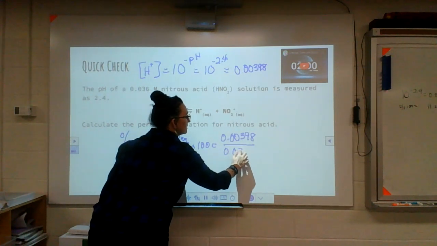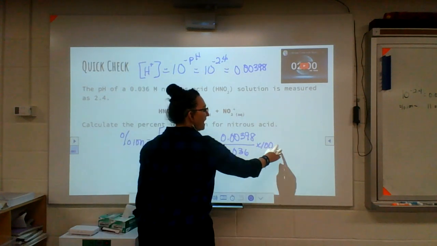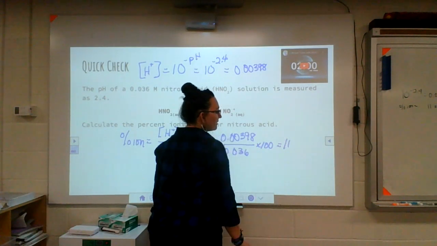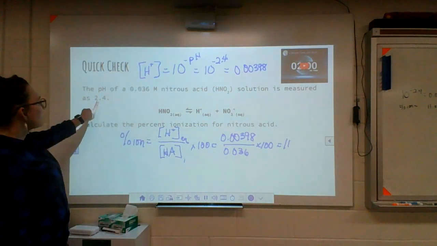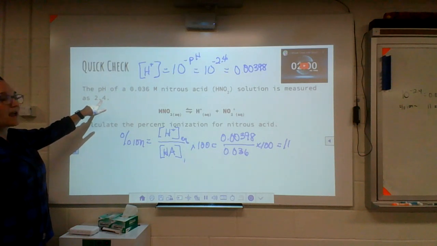But remember that in my pH, the significant digits are all of the places after the decimal. And so I only have one significant digit here. So that means I have to round this to 10. And don't forget to label your percent.